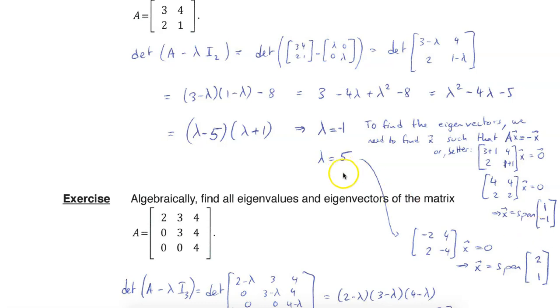We then have the second option for lambda. Lambda equals 5, so again 3 minus lambda means 3 minus 5, which explains why there's a negative 2. 1 minus 5 is negative 4. The other values that are not on the diagonal do not change, and we try to find x such that this equals 0. And again, just by looking at it, we can find that x is any vector that is a multiple of (2, 1). So our two eigenvectors are, well, the span of (1, negative 1) and (2, 1). But this is basically the basis of all eigenvectors.